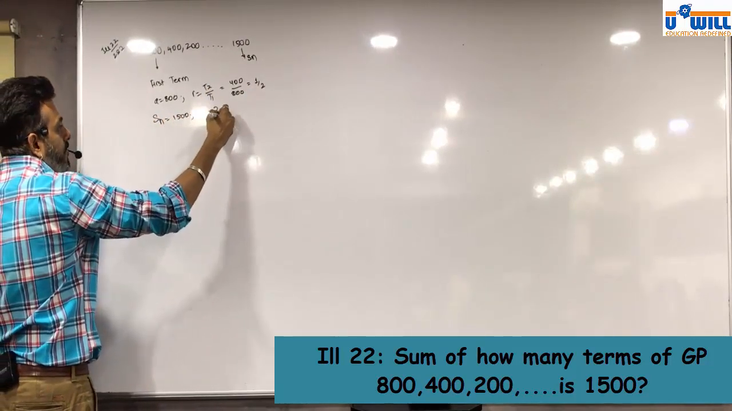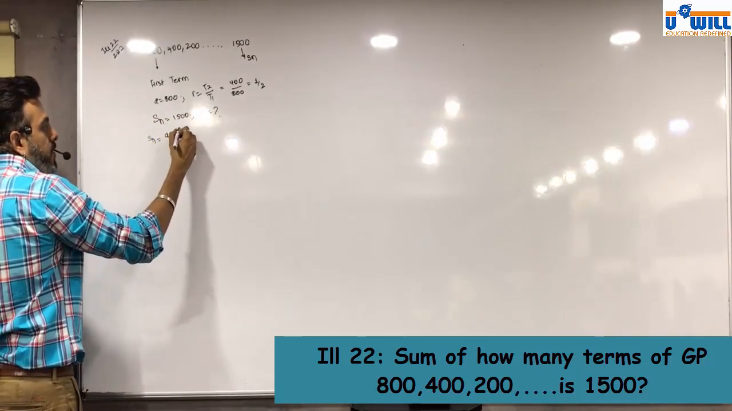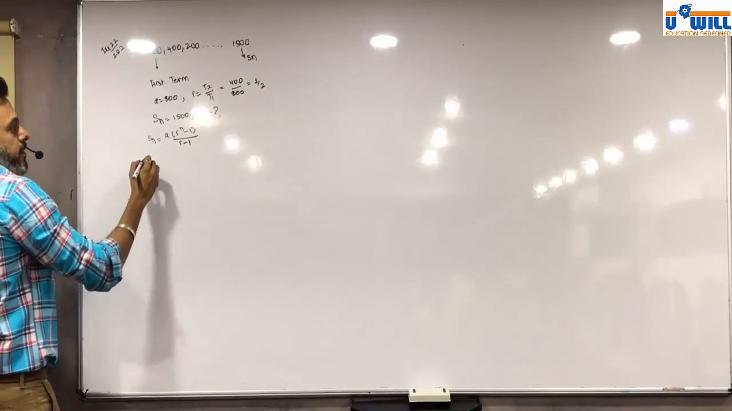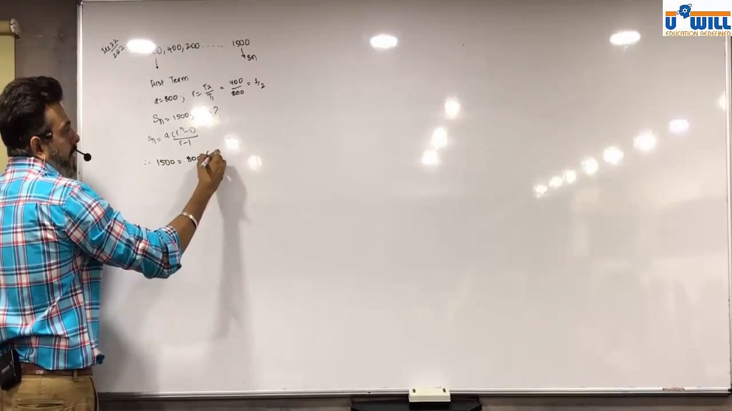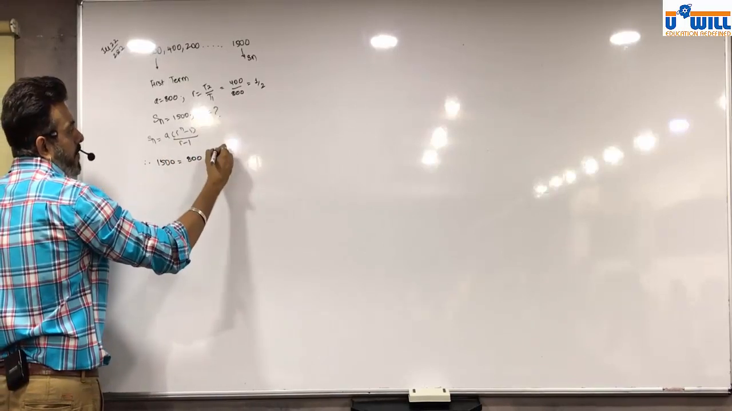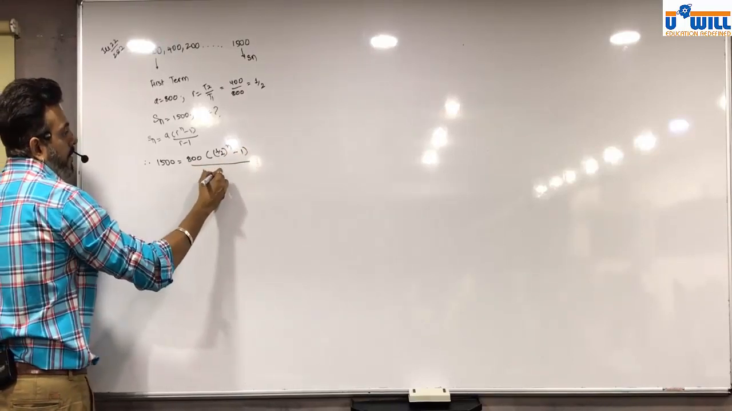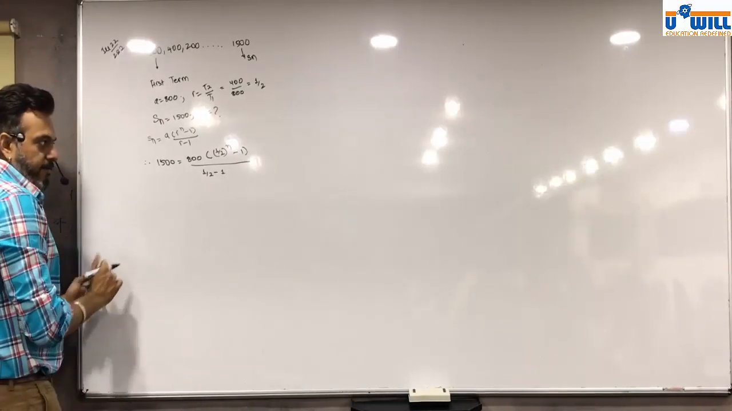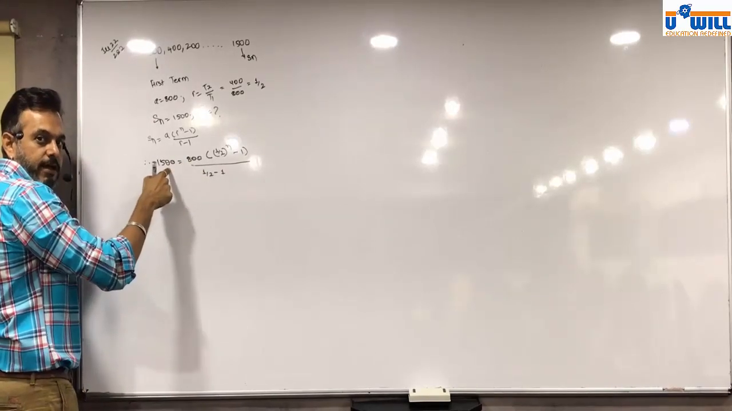What we have to find? We have to find the value of n. So we write the formula. Sn is equal to A into R raised to n minus 1 upon R minus 1. Therefore, 1500 is equal to 800 into R raised to n, R is 1 by 2 raised to n minus 1 upon 1 by 2 minus 1. एक सिंप्लीफाई तो तुरंत हम कर ही सकते हैं.